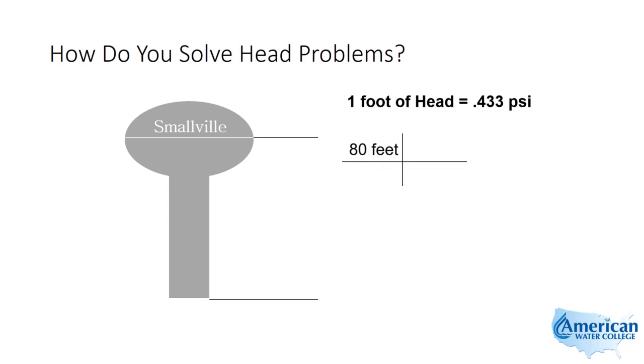Well, since I have 80 feet as my driver, I'll put 1 foot on the bottom and the 0.433 psi on the top. And my feet will cancel out. So now I multiply 80 times 0.433. And that'll give me 34.6 psi. So you can see that with 80 feet of water head, you have almost 35 psi, which is typically the minimum that you would want in a water system.